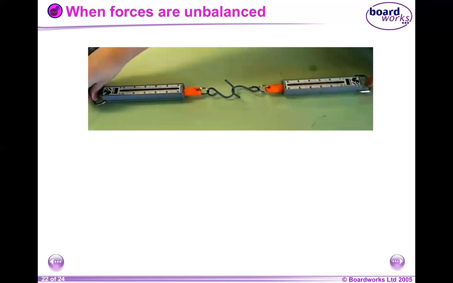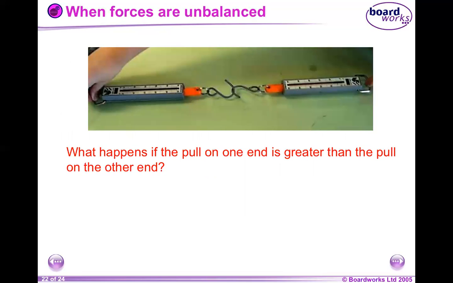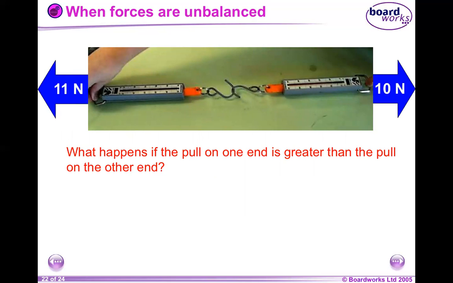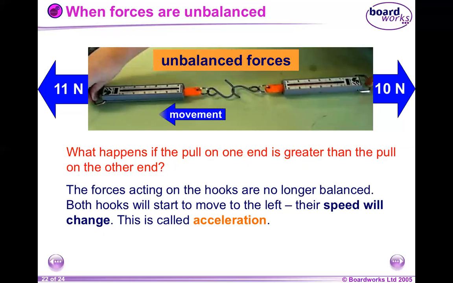Then I have unbalanced forces. Again, I have the Newton meters. Let's say now on one end, I pull stronger than the other end. Let's say one side is 11 Newton, slightly more, the other side is 10. So they are no longer balanced because one side is bigger than the other. So we say it's unbalanced forces.